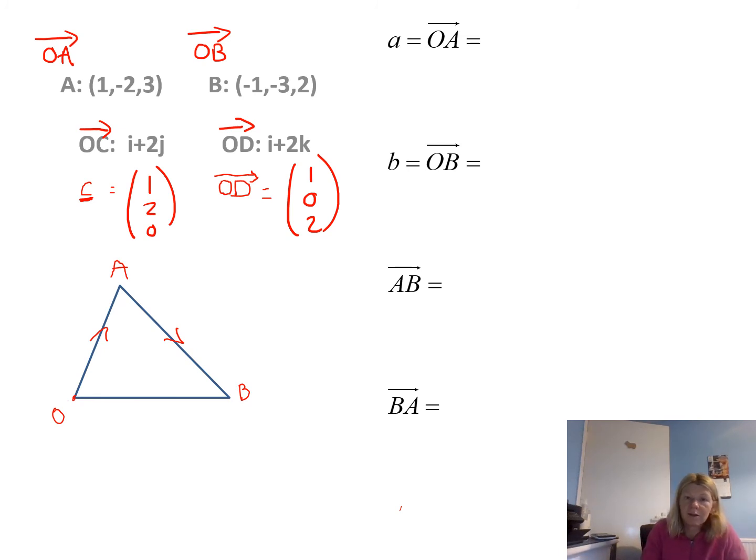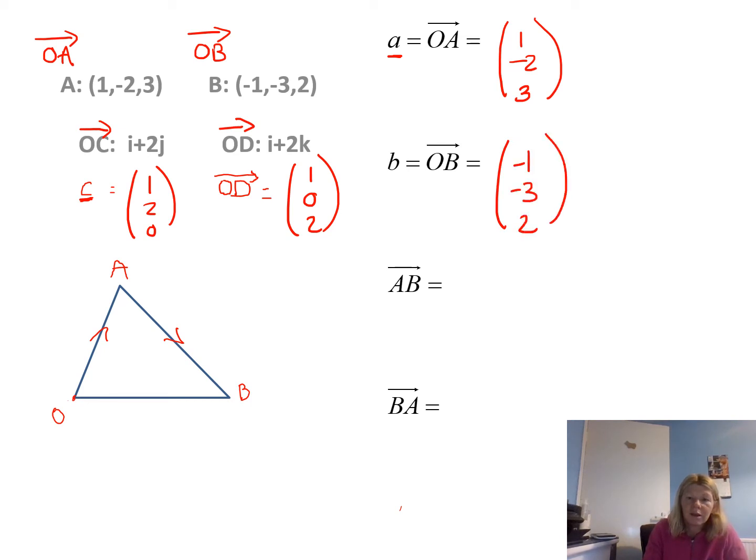Well, vector A is the same as O to A. And that's just writing that one down, isn't it? O to A is (1, -2, 3). Vector B is O to B, and that'd be (-2, -3, 2).